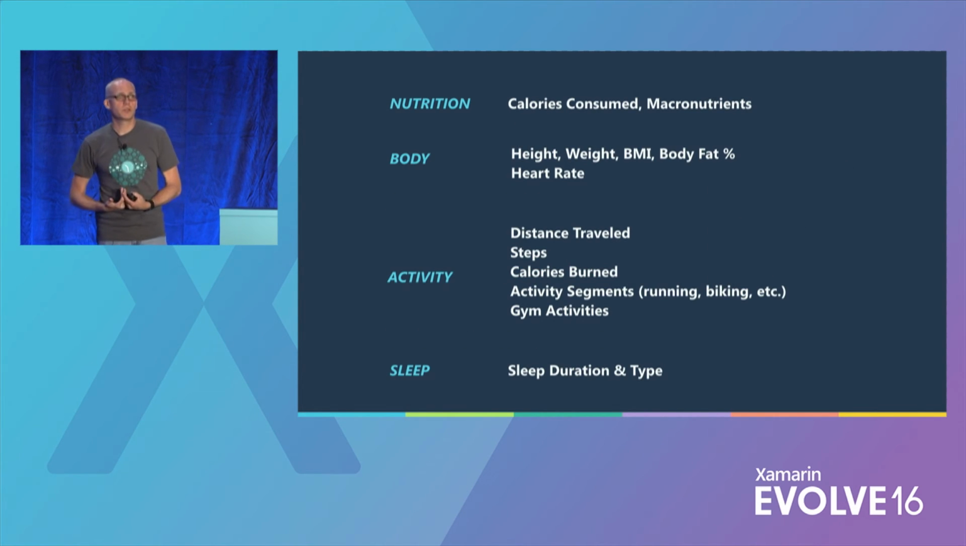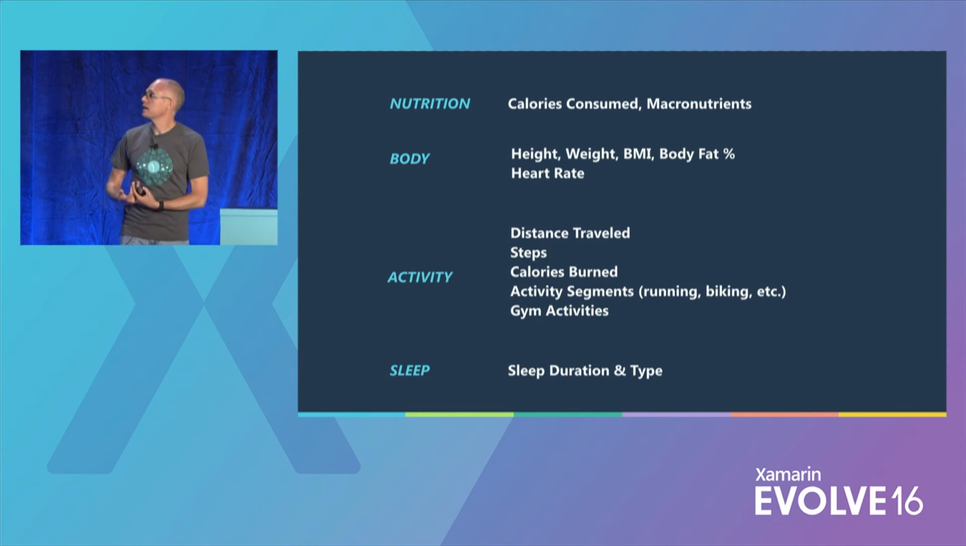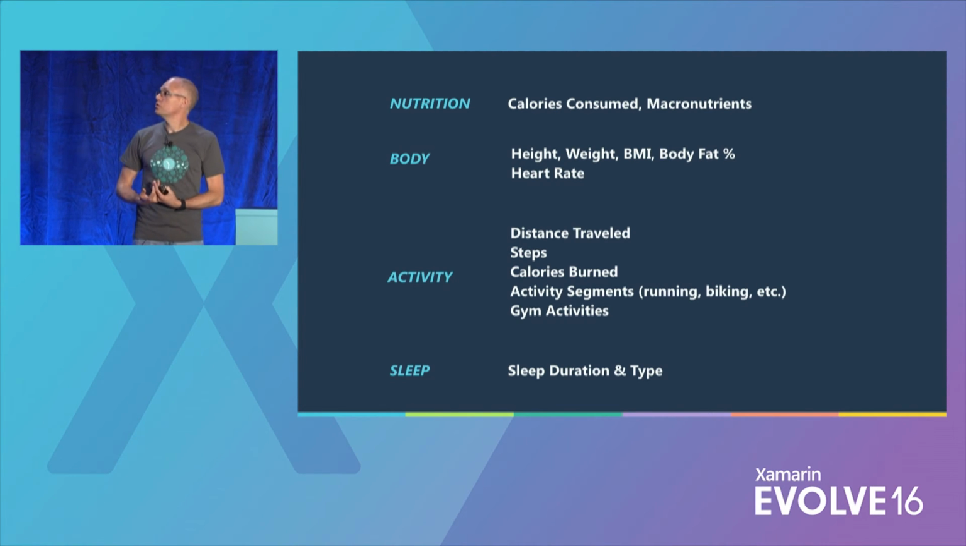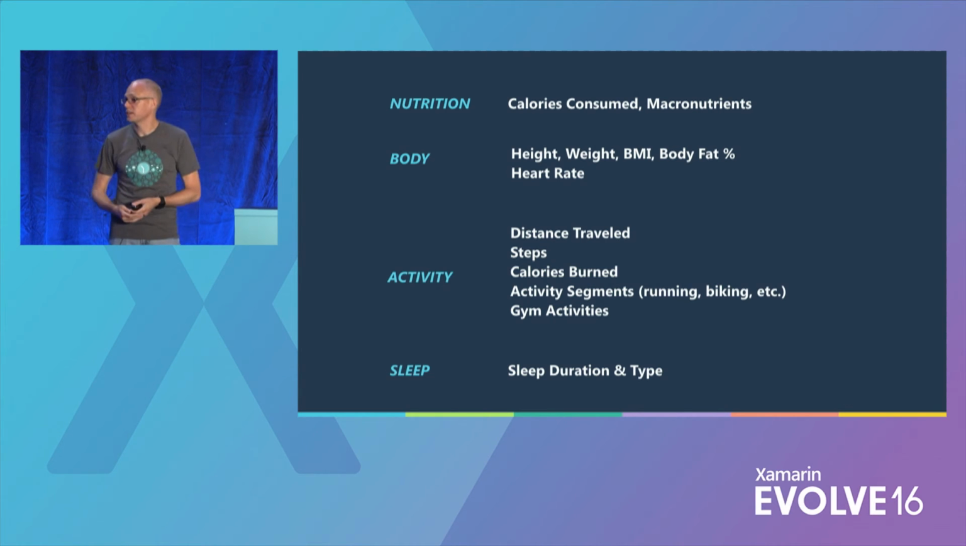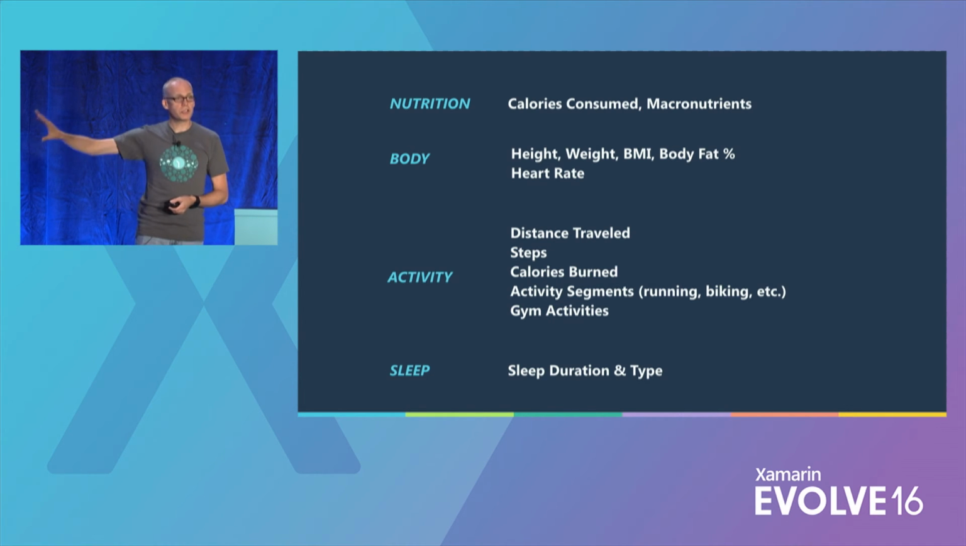All the different data types we currently support, and we're adding to these all the time. We've got calories and nutrients and nutrition. We've got a bunch of physical data, such as height and weight and heart rate. Bunch of activity data, steps, calories burned. There's about a list of 100 different types of activities that you can link to. And we track sleep as well.